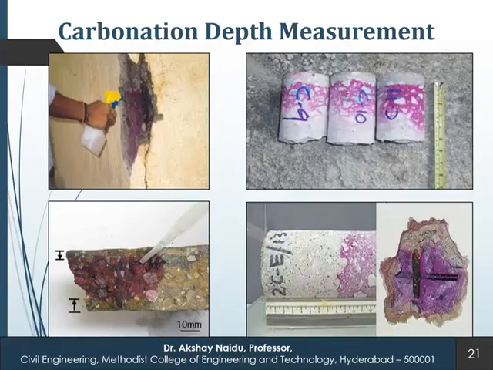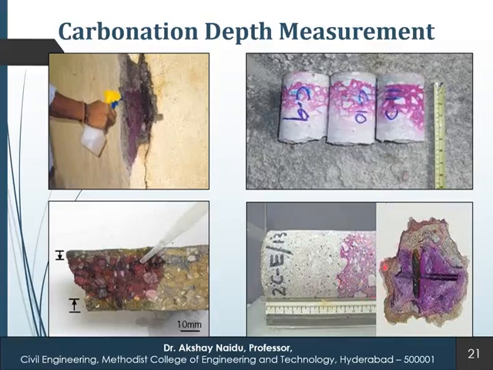So these are examples of samples. Here this is a concrete core and phenolphthalein solution has been sprinkled on it from this edge to somewhere in the middle, and now we can see that this portion is carbonated and this pink portion is not carbonated. So we can measure the depth of carbonation using a scale or any other distance measuring device, and we can see, for example, here very clearly this is the depth of carbonation. Here carbonation is not taking place.